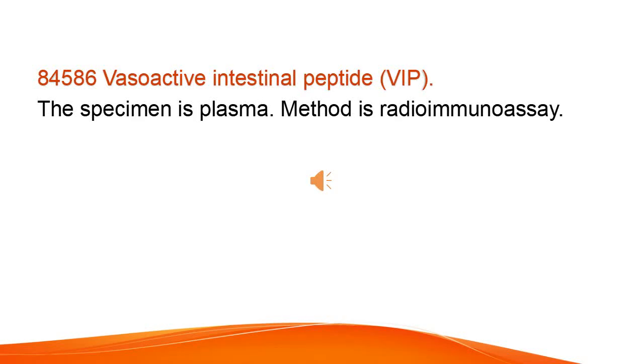Vasopressin, antidiuretic hormone, ADH. This test is also known as arginine vasopressin hormone and antidiuretic hormone, ADH. The specimen is plasma. Method is radioimmunoassay.